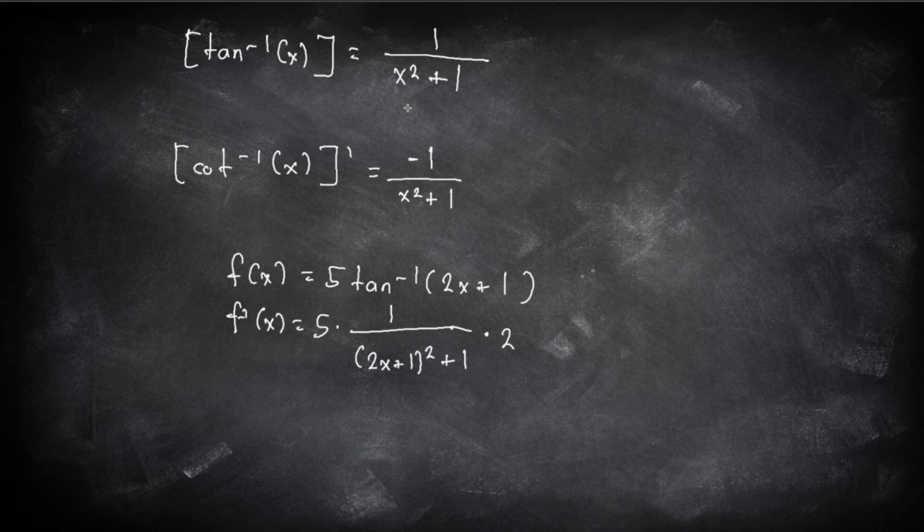Let's say we want to find the derivative at x equals 3. Plugging that in, 5 times 2 is 10. Then 3 times 2 is 6, 6 plus 1 is 7, 7 squared is 49, and 49 plus 1 is 50. So that means the derivative is 1 over 5, which basically means the slope of f of x at x equals 3 is 1 over 5.